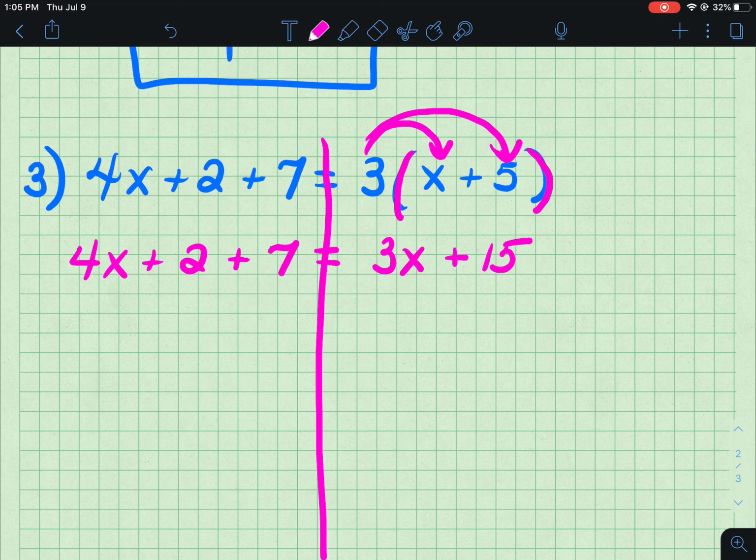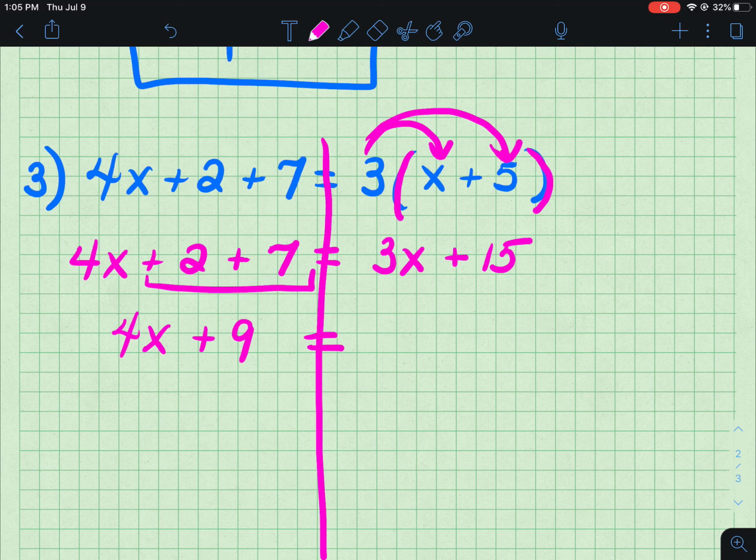Now the second step is to simplify each side that can be simplified. That means combine like terms. We're not crossing the equal sign right now. So I'm going to look on the left side. Well, 4x can't go with anything because there's no other x there, but we have a 2 plus 7. We know what 2 plus 7 equals. That's 9.